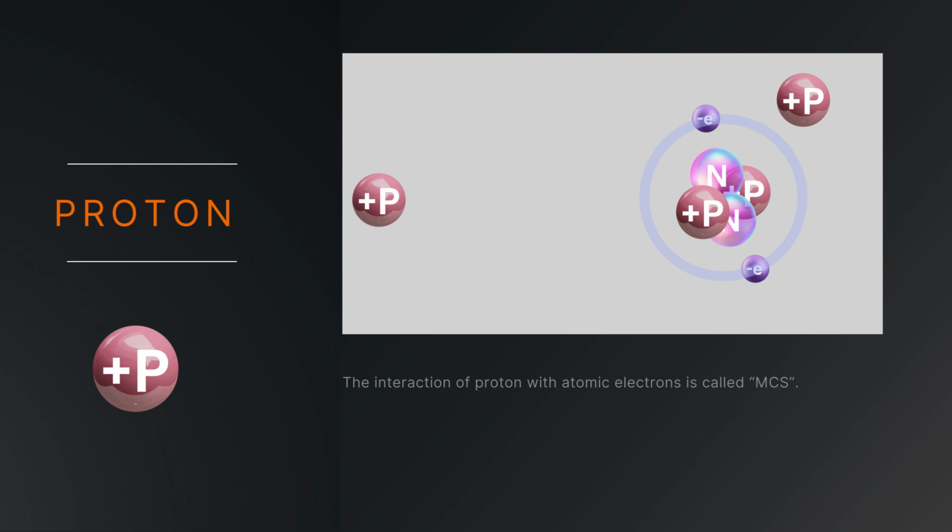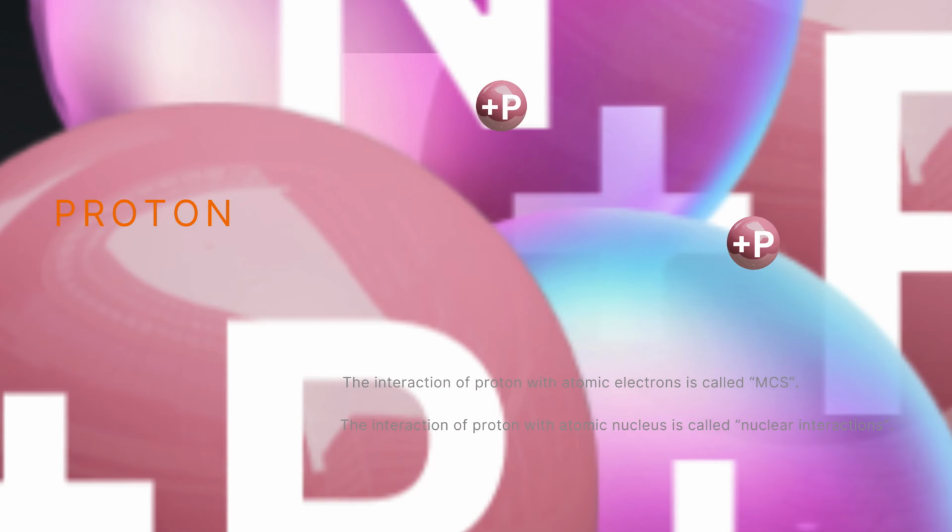Less likely, a hard collision or nuclear interaction can happen. These nuclear interactions happen when the incident proton has enough energy to reach and interact with the atomic nucleus. The result of this interaction is an excited nucleus, and a secondary proton, neutron, or alpha particle is emitted.